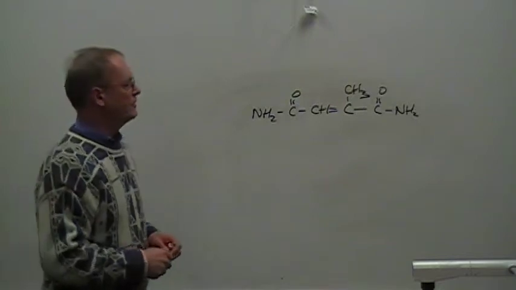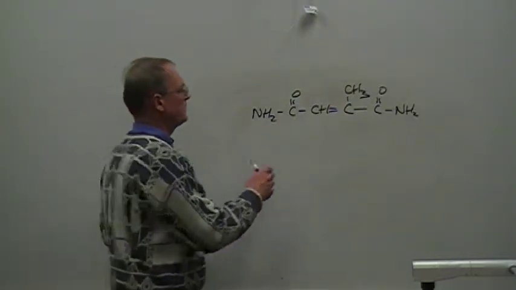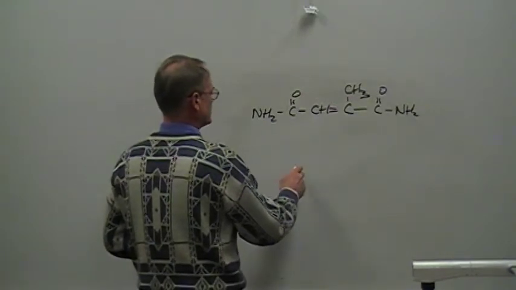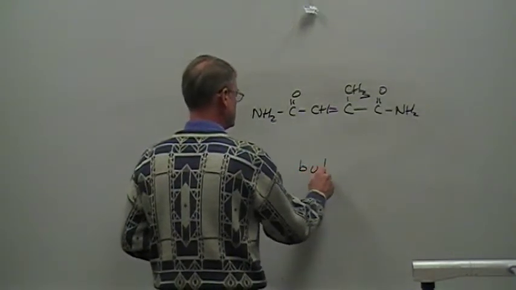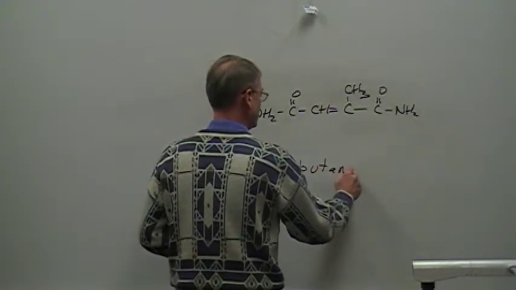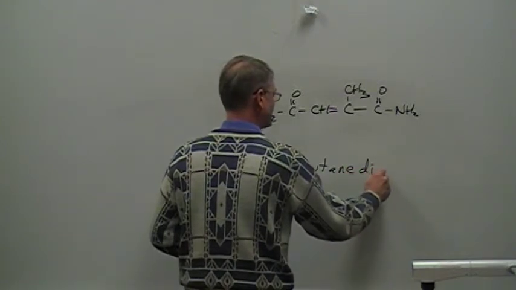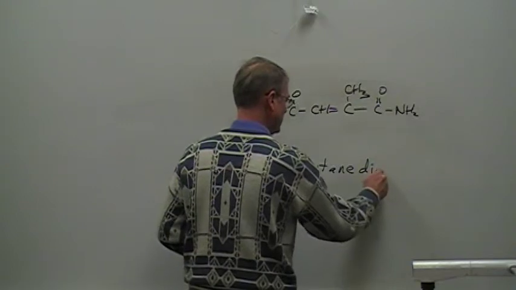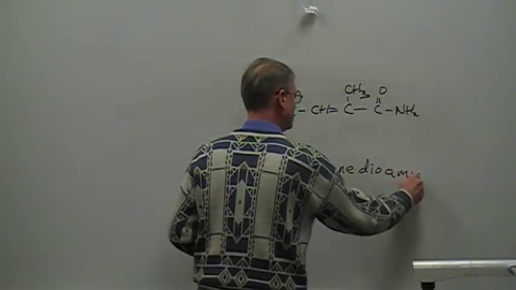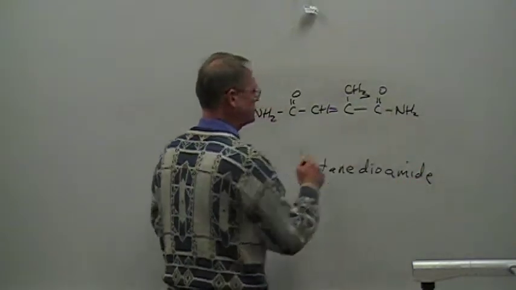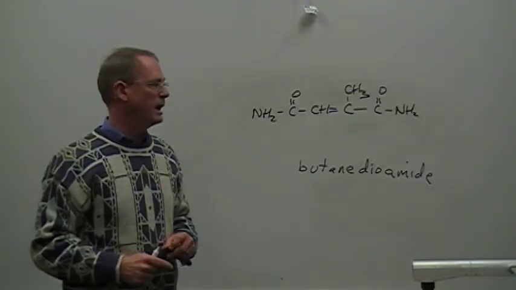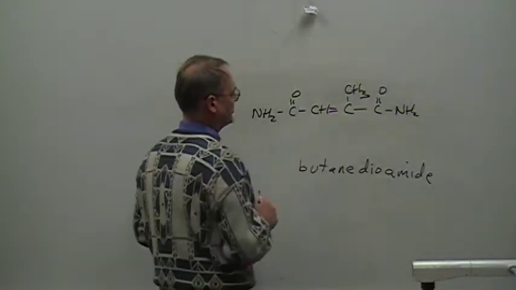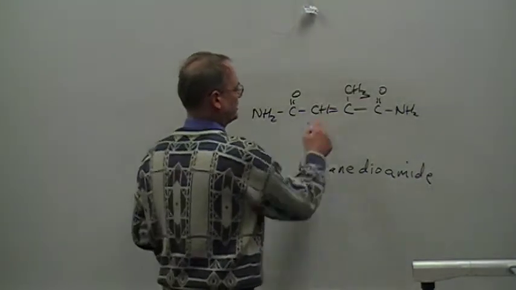Welcome back. Here's how we're going to name the system. Notice that it's again a 4-carbon dicarboxylic acid, so it's going to be based on butane dioic acid, but instead it's butane dioamide. No groups on either of the nitrogens, so we don't have to have any capital N's in front of it. But notice that we do have a double bond in the molecule, and we have a methyl group attached to one of the carbons.